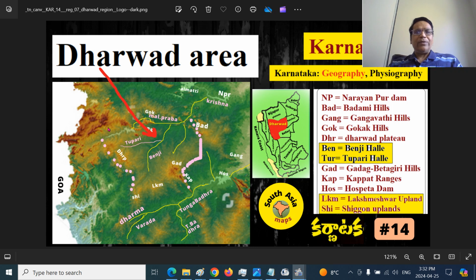South of Malaprabha is the Dharwad area, and north of this are the Varada and Dharma, which is a tributary of Tungabhadra. This entire area I demarcated here. This is the Dharwad area. The west part is the Malnad region, that is the North Malnad region. And we have these hills: south of Gadag are the Gadag hills or Koppal hills here, the Gadag Koppal hills.